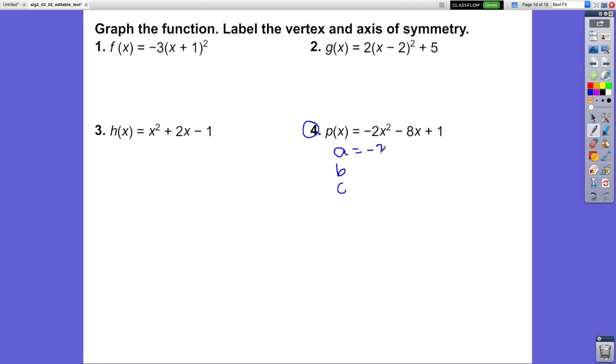So A is -2. Oh, there's my clue. Remember, since A was negative, this is actually going to be a sad face parabola. So B is -8 and C is +1. So let's start with the vertex.